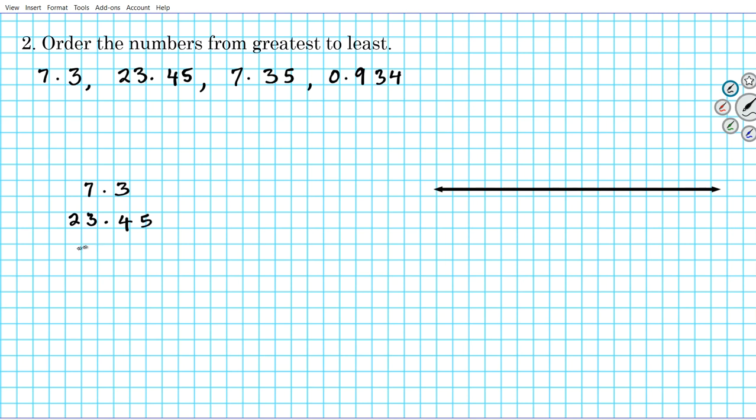And then we have 7.35. And then lastly 0.934. So you have to make sure that you line up the decimal points and corresponding place values vertically. Okay? And then another point that we highlighted was you want to make sure that all place values are filled. Okay?